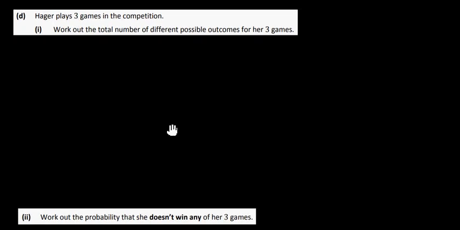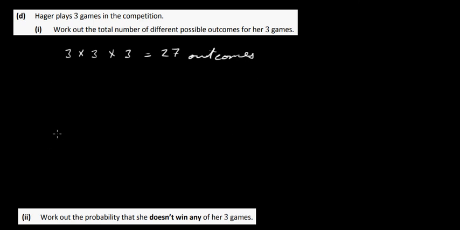Okay, next one then. Hagar plays 3 games in the competition. Work out the total number of different possible outcomes for her 3 games. Well, if she just plays 1 game, there are 3 possibilities. If she plays another game, there are another 3 possibilities, so we multiply by 3. If she plays another game, there are another 3 possibilities. So there are actually 27 outcomes in total.